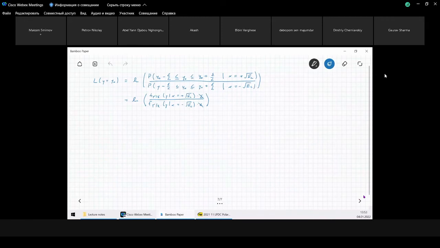So let's see. We stop there, where we have the ratio between these two guys. Actually, let's write this in brackets here. This is also the same. This reflects more the meaning as the ln between the probabilities to observe a value y0 if x being plus square root EC was transmitted.